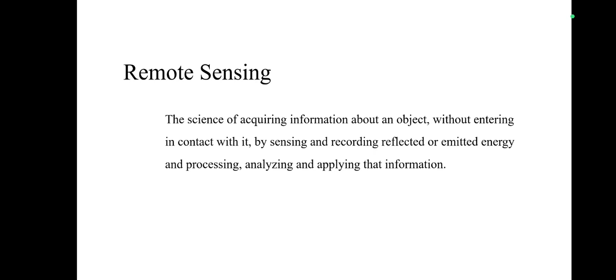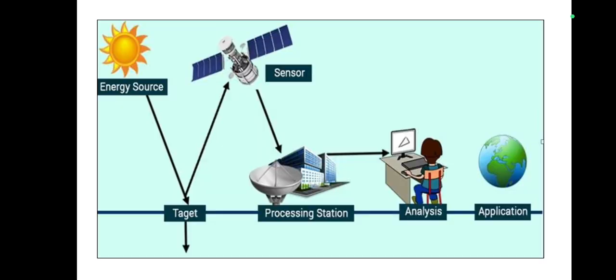Let's see a systematic diagram representing remote sensing. Here, first, the sun energy. The sun energy source is reflected by the target, which is captured by the sensor. The sensor is nothing but the satellite, and it will send the data to the processing station. The processing station will convert it into information like climate, weather, and so on. The detector will analyze that information and pass it on to the application.